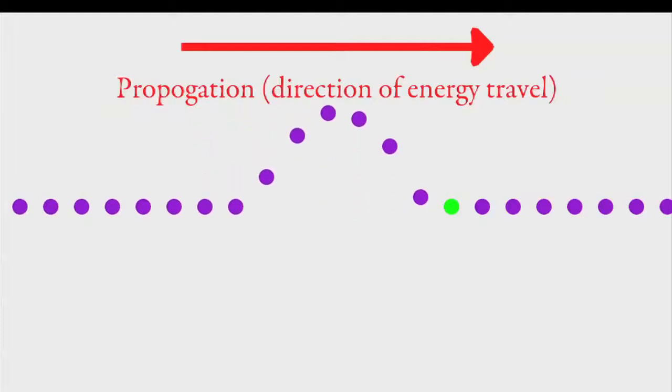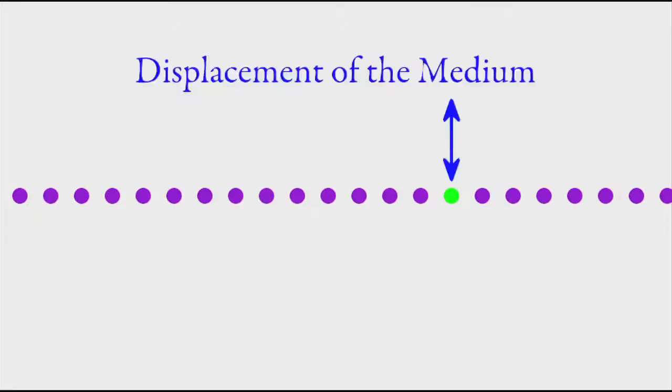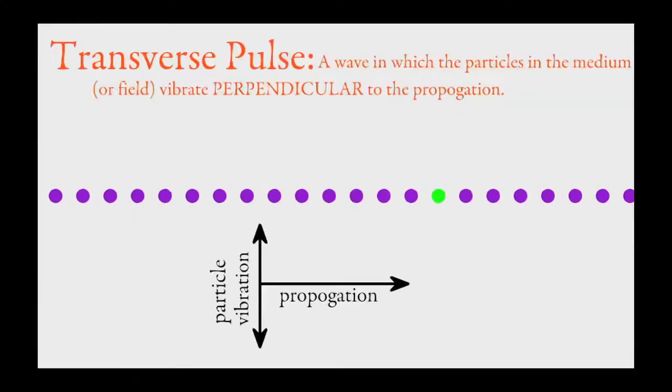Propagation is the direction of energy travel in a wave. The medium is the material that the wave is traveling through. Here, the displacement of the medium is up and down. A transverse pulse is a wave in which the particles in the medium vibrate perpendicular to the propagation.